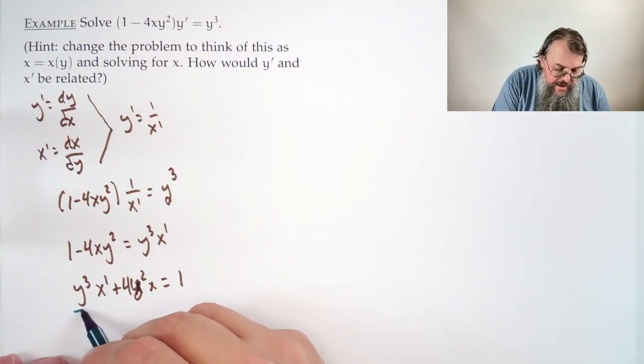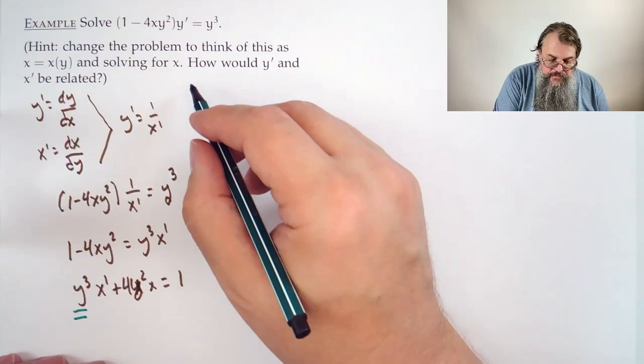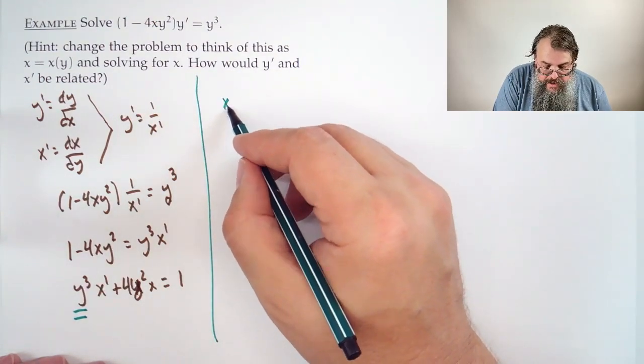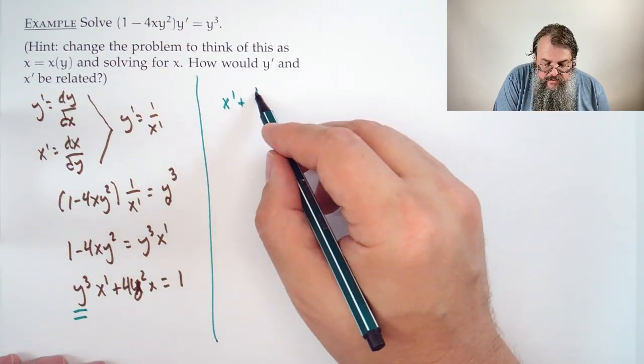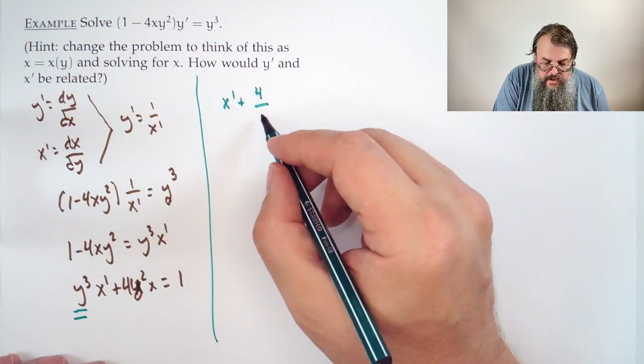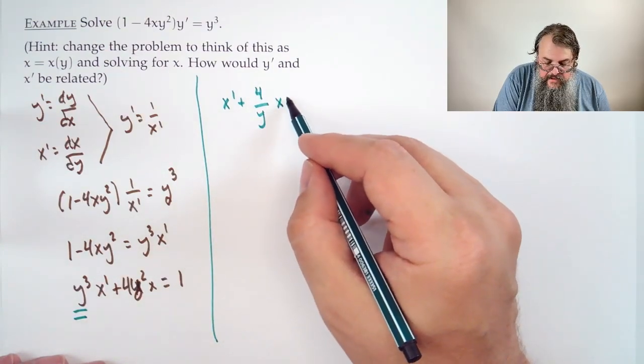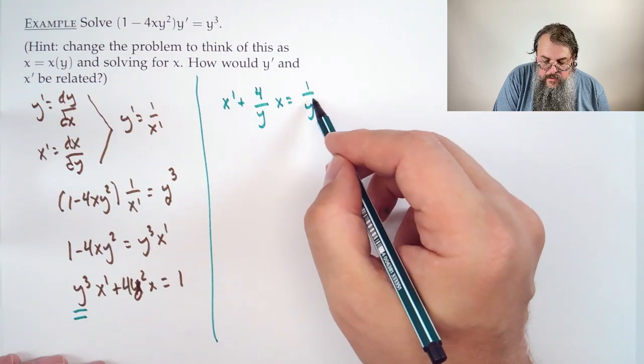We need to make our coefficient of x prime be a 1. So we'll divide through by our y cubed. So we'll get x prime plus 4 over y squared divided by y cubed means there's a y left down there. x equals 1 over y cubed.